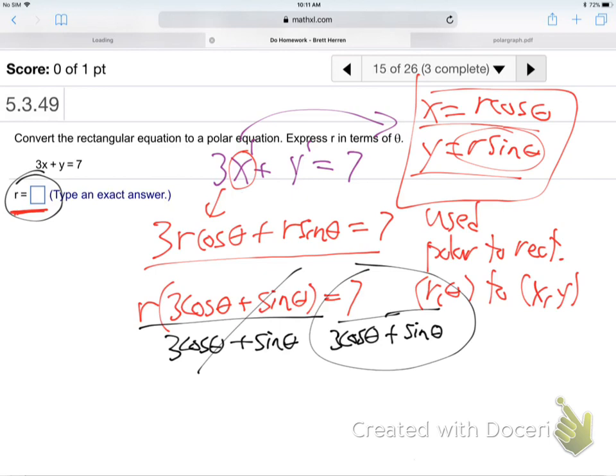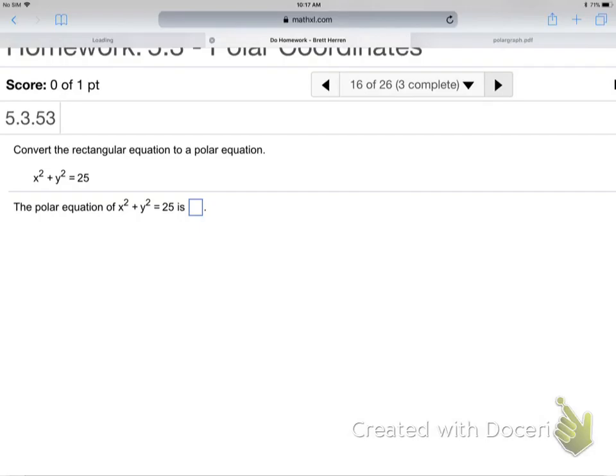Does that make sense how we did that? Want to try another one? Questions? Okay, so there we have x squared plus y squared is 25.